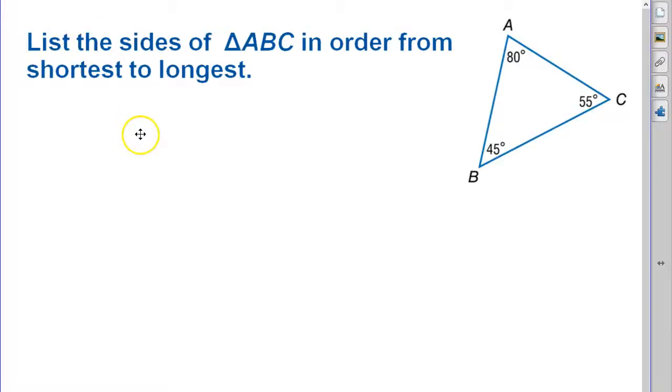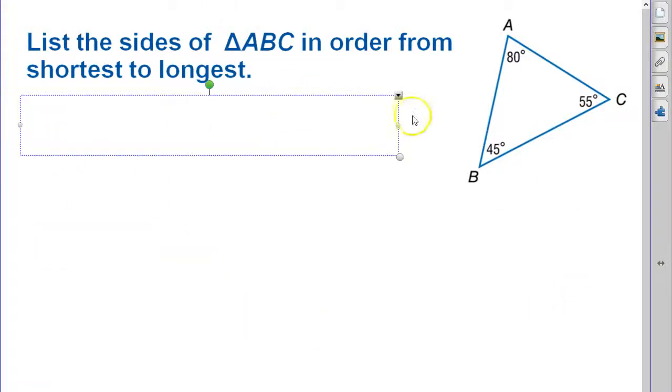All right, same thing here. List the sides of triangle ABC in order from shortest to longest. Well, the shortest side has to have the smallest opposite angle. The smallest angle is B, so the opposite side of that is AC. The middle one has to have the middle angle. Well, 55 degrees is the middle angle, so the one opposite that is AB. Not ABG, AB. And the side with the biggest opposite angle is angle A. It's got 80 degrees, so its side is BC.